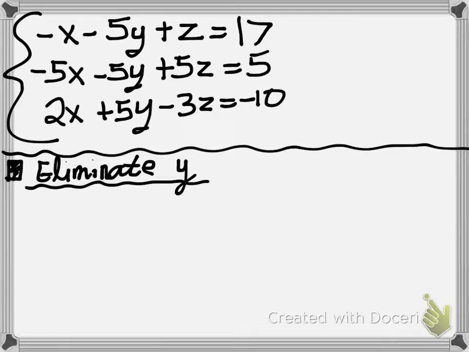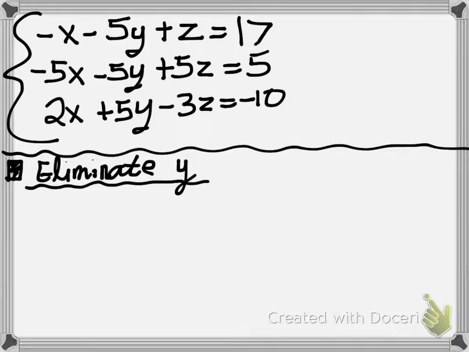I think it's going to be the simplest because if we look at all of our y values, they're all 5s. And we have a couple negatives and a positive. So if we play our cards right, we're not going to have to multiply these equations by anything.